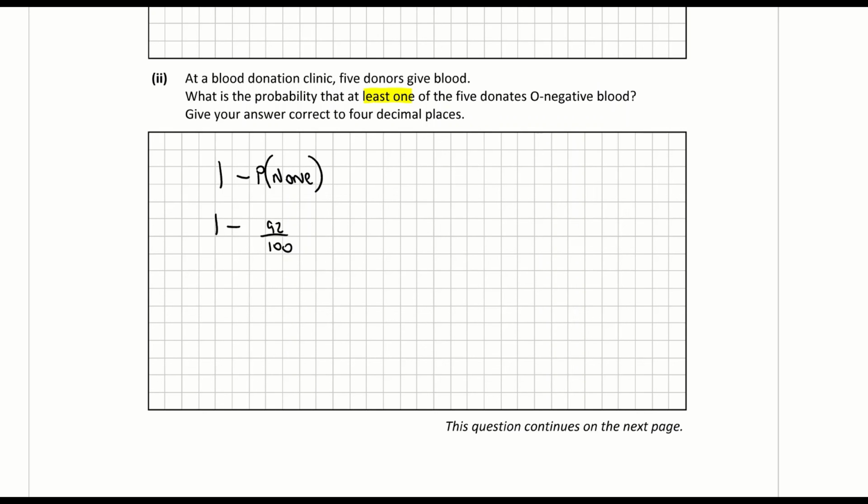And it has to happen 5 times for none of them. So I would be putting that to the power of 5 because I want 5 of them not to be O negative there. So that would give me 1 subtract 0.65908, which is 0.340918, and again the question wants it to 4 decimal points again, which would be 0.3409. So that's the probability of at least one of them being O negative.